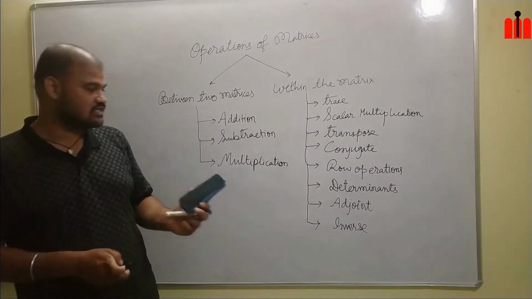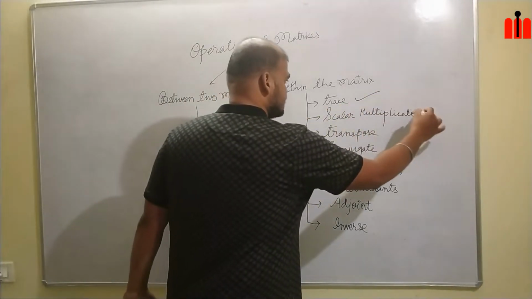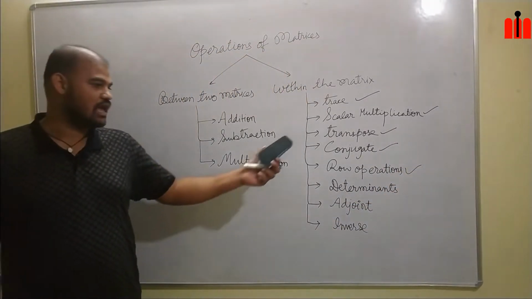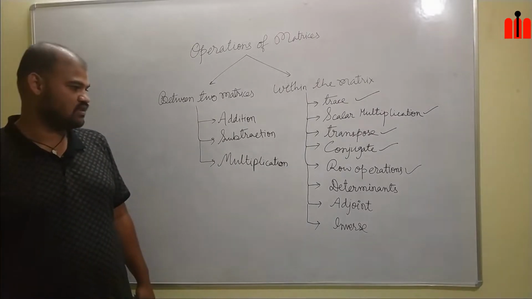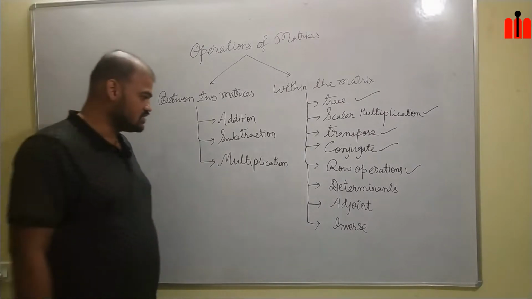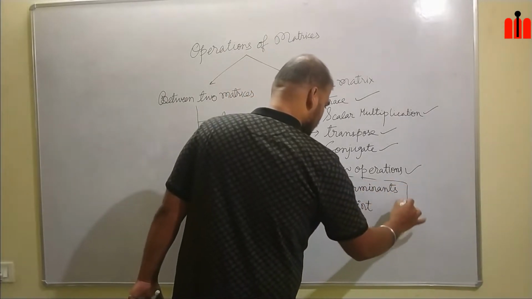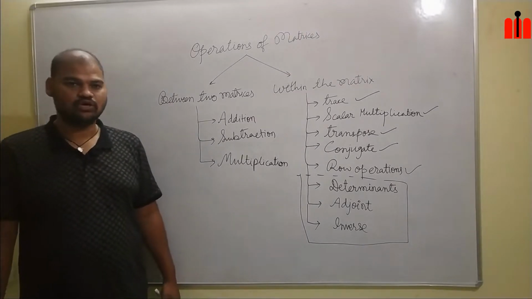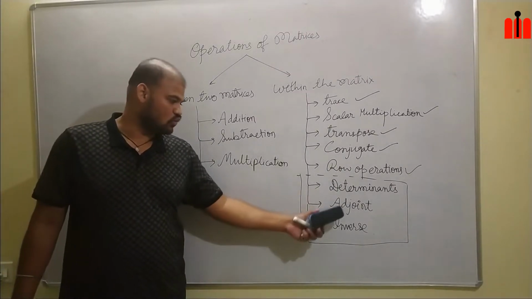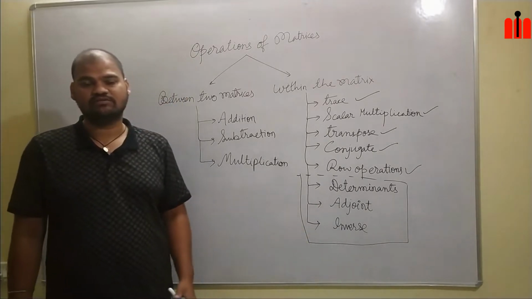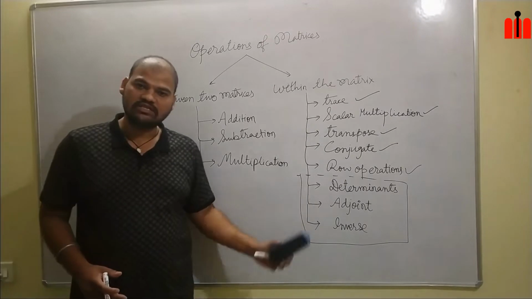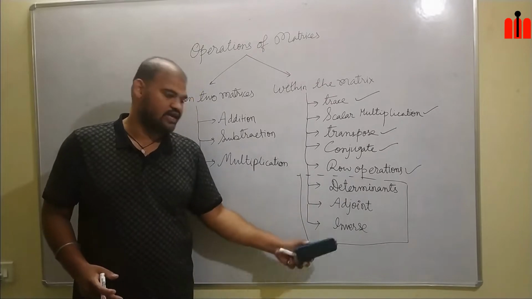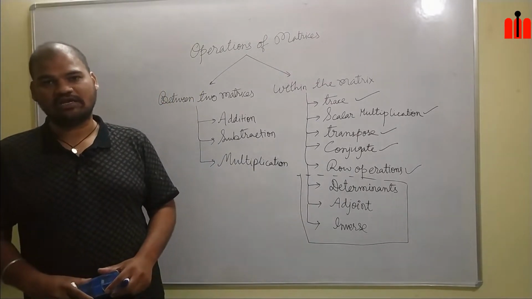So what we had done in the previous class? We had completed these first five. In this detailed explanation class, we will go through these 3 operations. We will go through determinants, adjoint and inverse. Now let's get started.